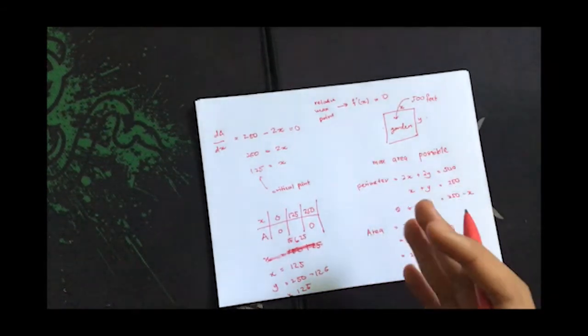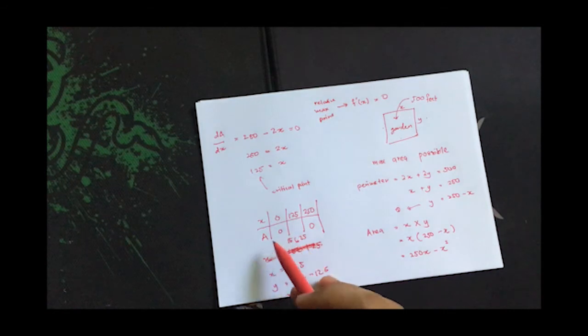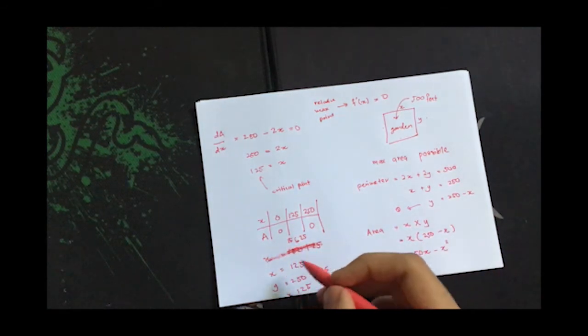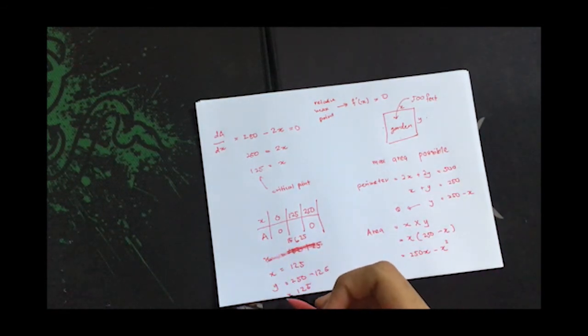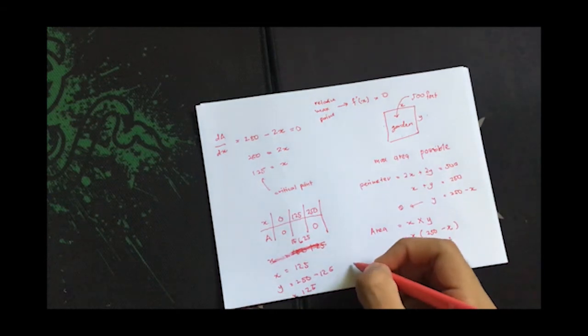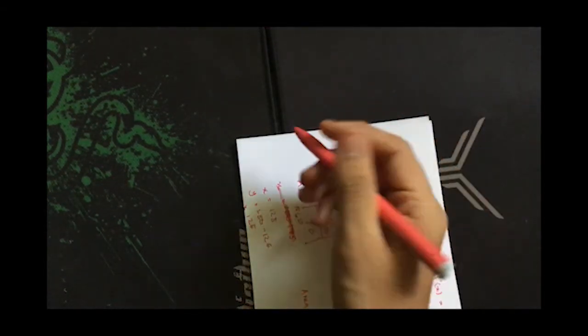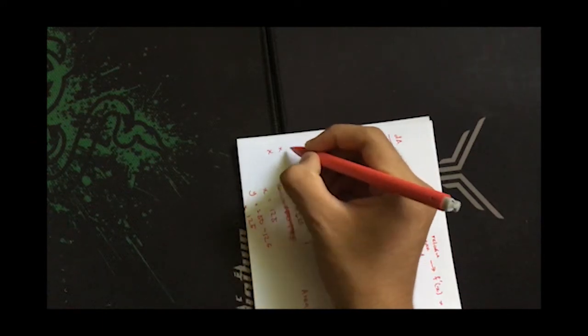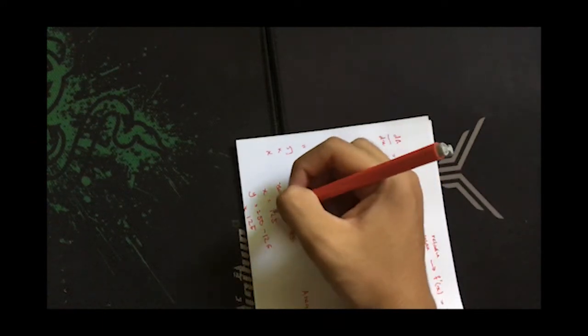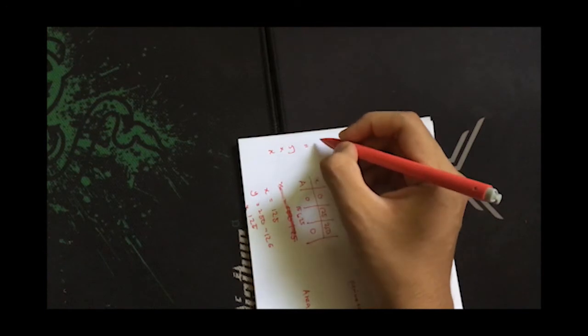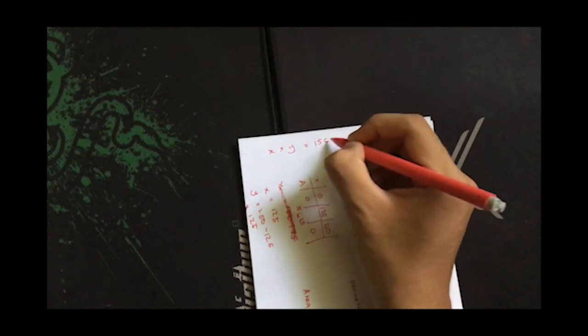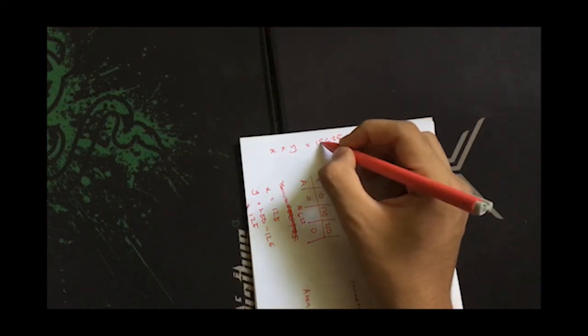If you want to know if the area is true or not, it's going to be x multiplied by y. So it's going to be 125 multiplied by 125, and you can get 15,625. So the maximum area is 15,625 feet.